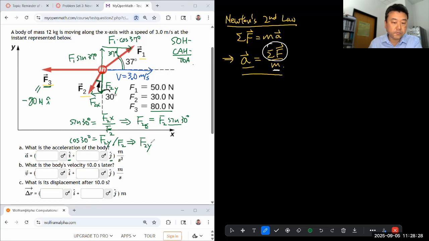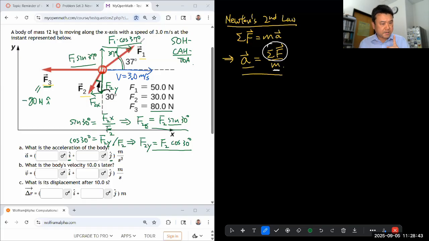And solving it for f to y, you get f2 cosine of 30 degrees. And something similar to this is basically what I did here, just mostly in my head and by habit. So those are all the terms.